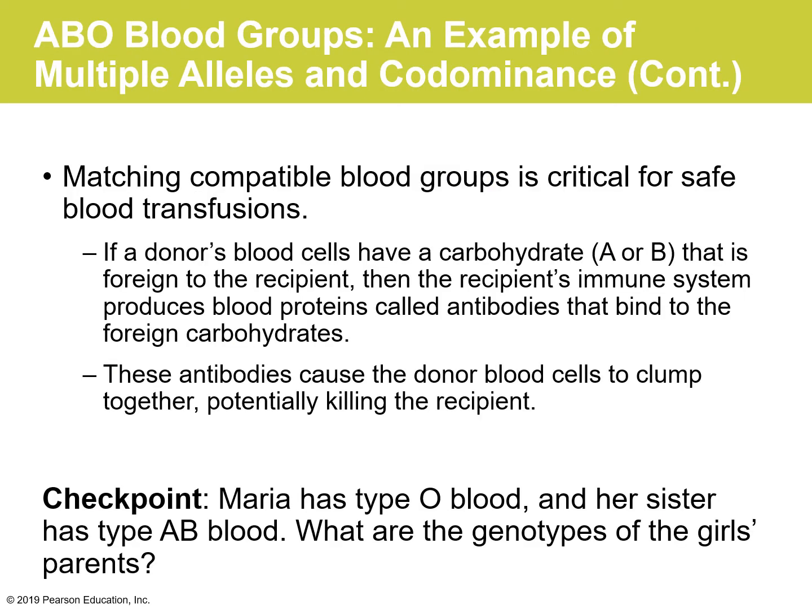ABO blood groups and knowledge about these groups is very important. Matching compatible blood groups is critical for safe blood transfusions during emergencies, during surgeries. If a donor's blood cells have an antigen, that is a carbohydrate A or B, that is not present in the recipient, that means to the recipient that particular carbohydrate or antigen is foreign, then the recipient's immune system will not accept that protein.